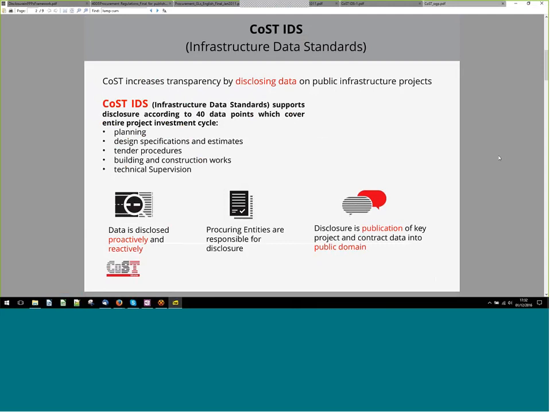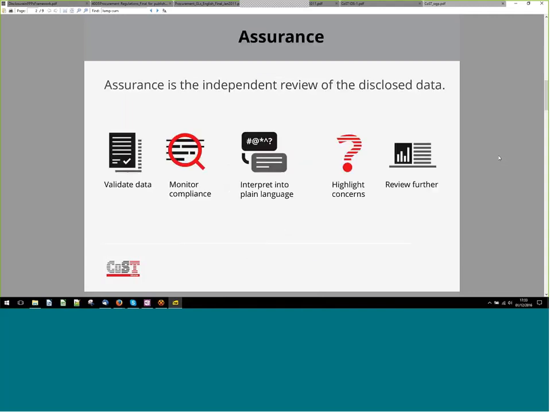Okay, so I don't want to stop on this slide very much, because we had a fantastic speech from John explaining the 40 data points from infrastructure data standards on different stages. So we can just move on.